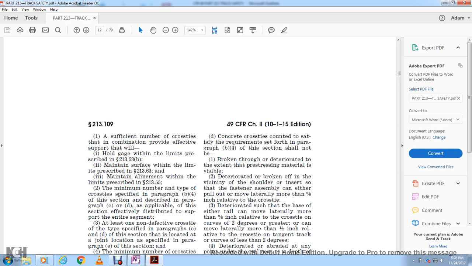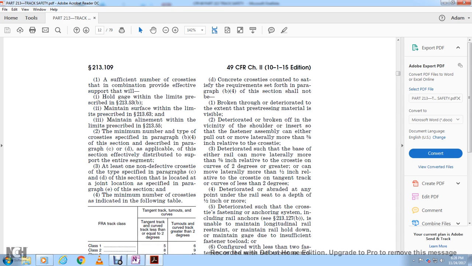deteriorated such that the base of either rail can be moved laterally more than 3/8 of an inch relative to the cross tie on curves of 2 degrees or greater, or can move laterally more than 1/2 inch relative to the cross tie on tangent track or curves less than 2 degrees. 4. Deteriorated or abraded at any point under the rail seat to a depth of 1/2 inch or more.